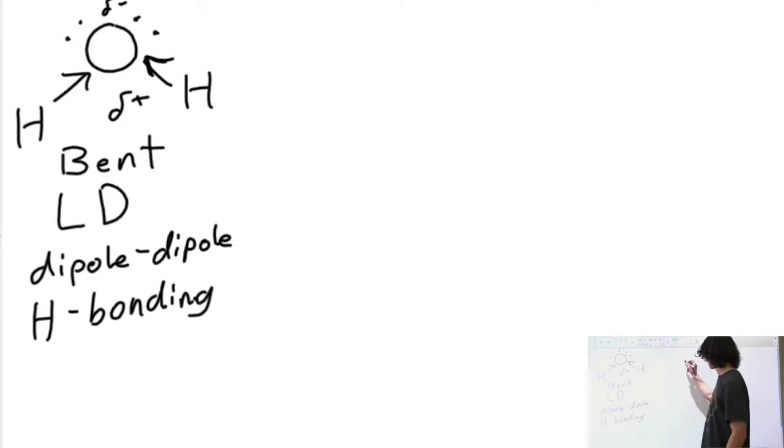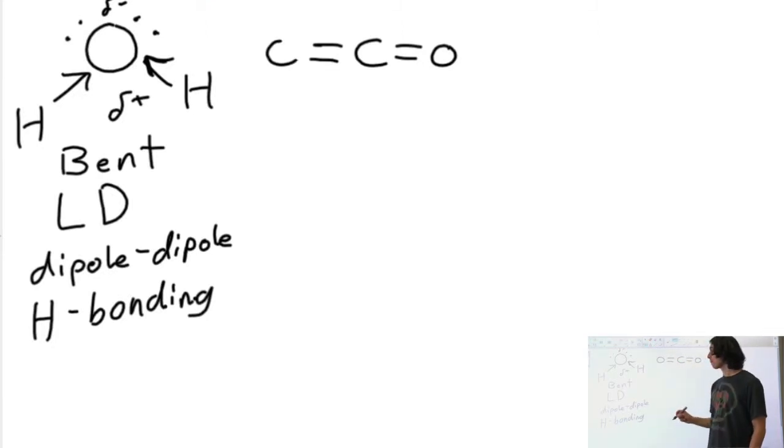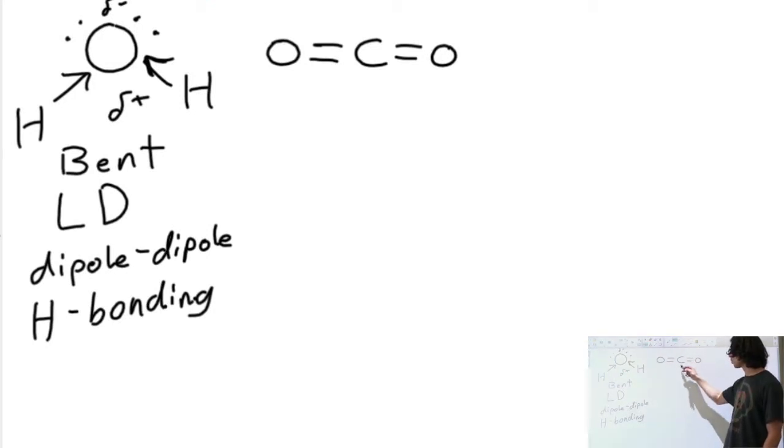The next example we'll look at is carbon dioxide. Now, here, if we start with the geometry again, carbon only has two substituents attached to it. So this is going to be a linear arrangement. There are no lone pairs. So if this region of electron density and this region of electron density wish to repel each other as much as they can, they'll be 180 degrees apart.